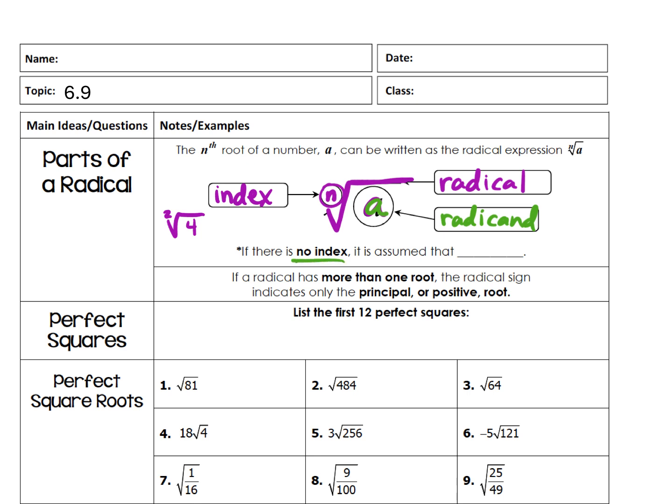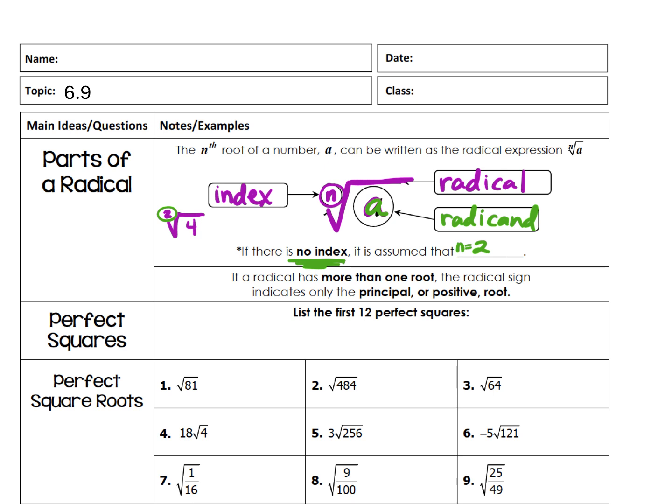If there is no index, it's assumed that it's a 2. Or you can write n equals 2. So if no number is written there, it's a 2. If you want to write the 2 in, you can, but it's never going to be written in for you because it's always assumed it's a square root.